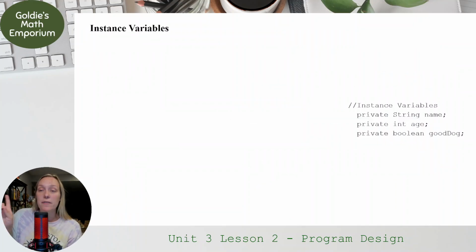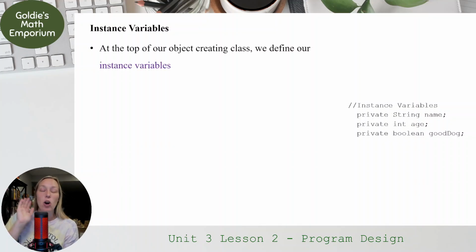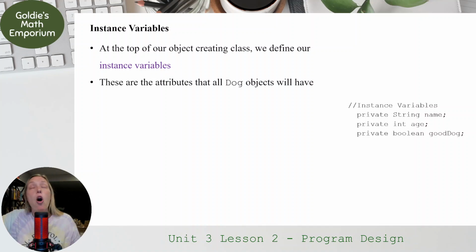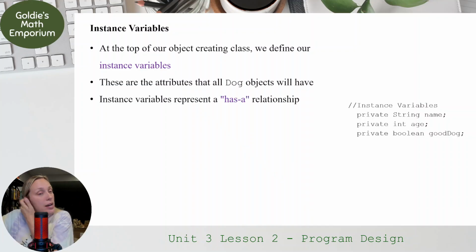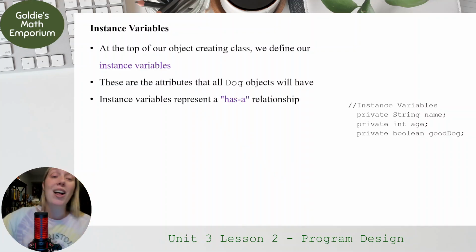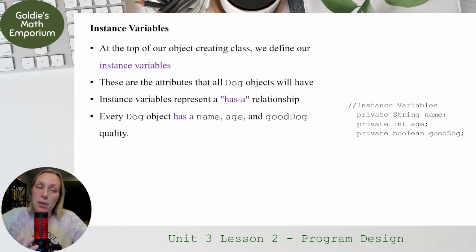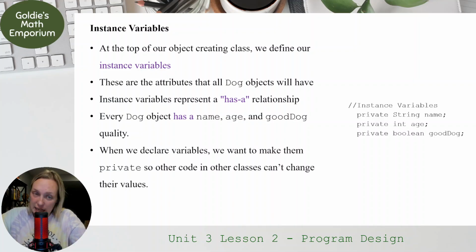Okay, so instance variables. Remember, for dog, we have name, age, and good dog. It's always at the top of our class. We create these instance variables, which are all attributes that our dog objects will have. Now, instance variables represent what we call a has-a relationship. Every dog has a name, has an age, has a good dog. Every dog created is going to share these instance variables.